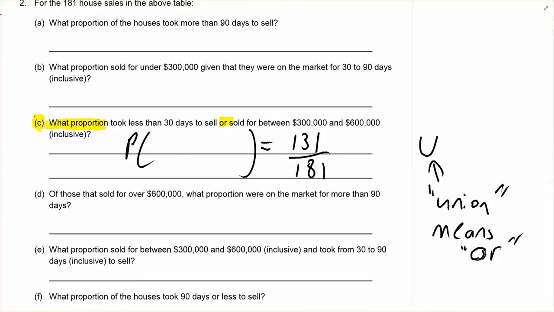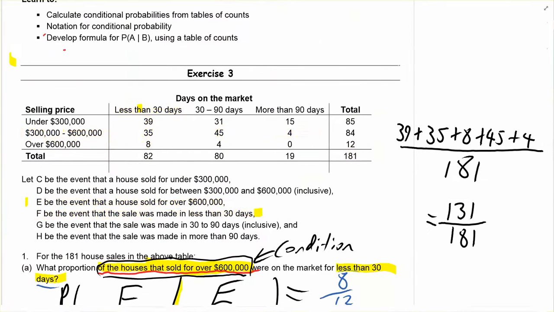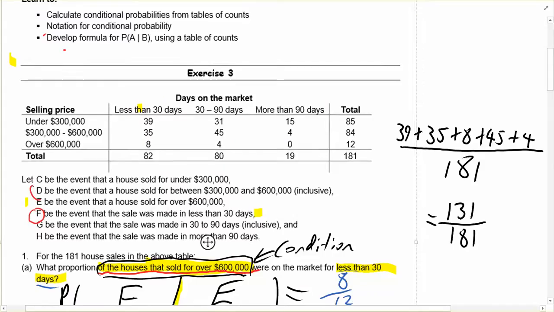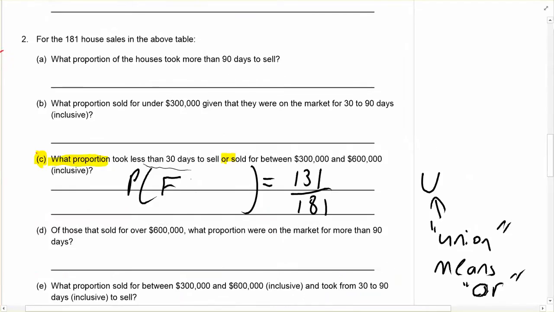And the events are less than 30 days, which we're calling F, and or between $300,000 and $600,000, which we're calling D. So it's going to be the probability of F or D. So F union D. Or we could have written D union F and it would have meant the same thing.